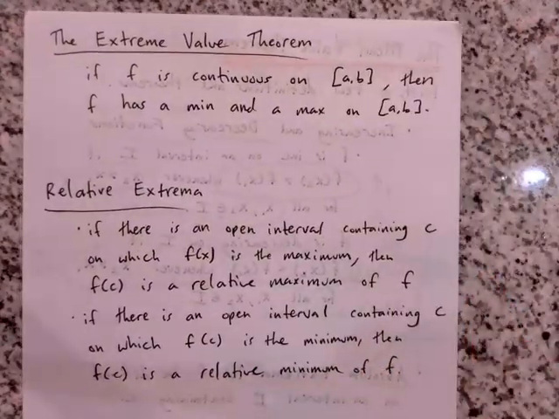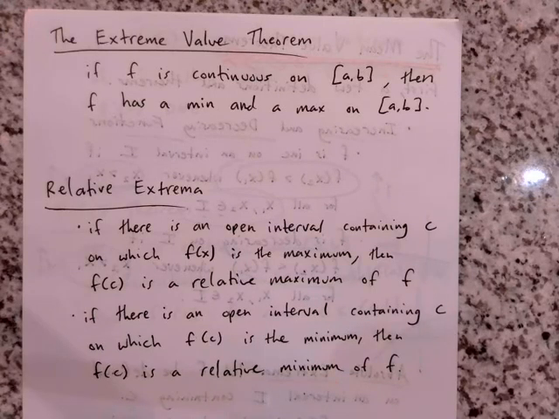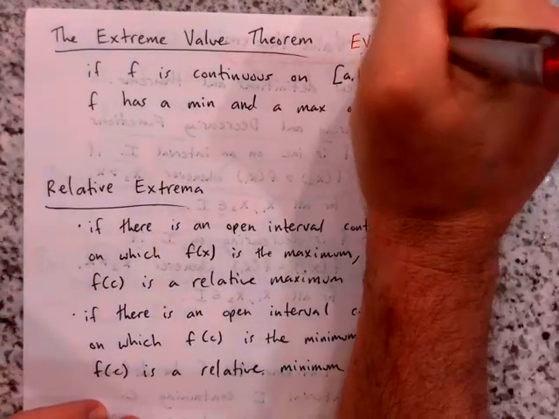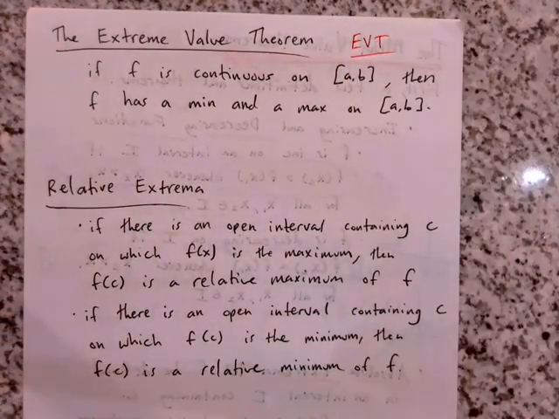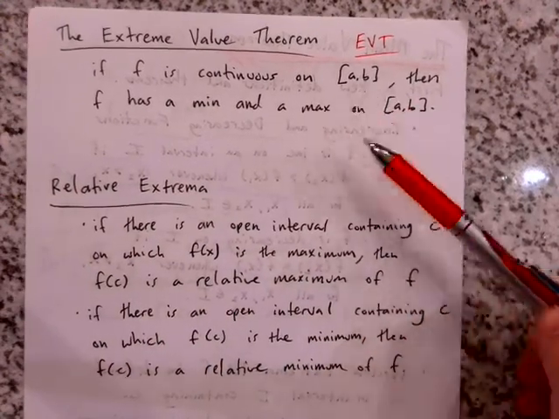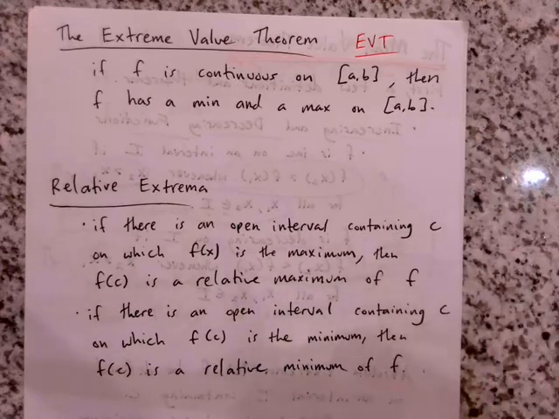The extreme value theorem, which is actually, again, a fairly straightforward statement, but it is way beyond the scope of this class to prove. Sometimes the most straightforward statements are by far the hardest ones to prove. In this case, the extreme value theorem, or the EVT, if you are a fan of acronyms, says if f is continuous on the closed interval [a, b], this has to be closed, then f has a min and a max on the closed interval [a, b].